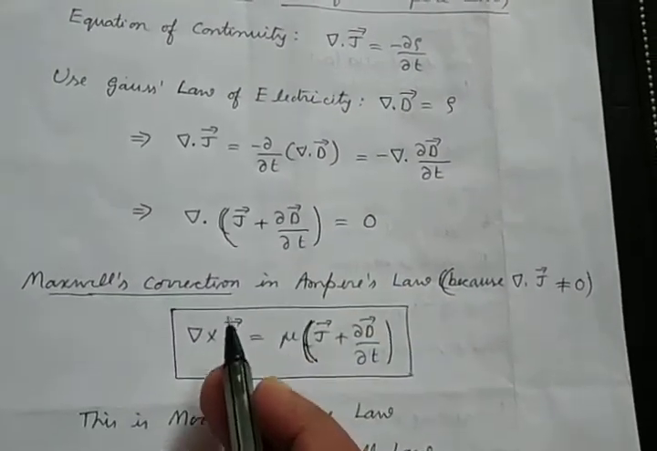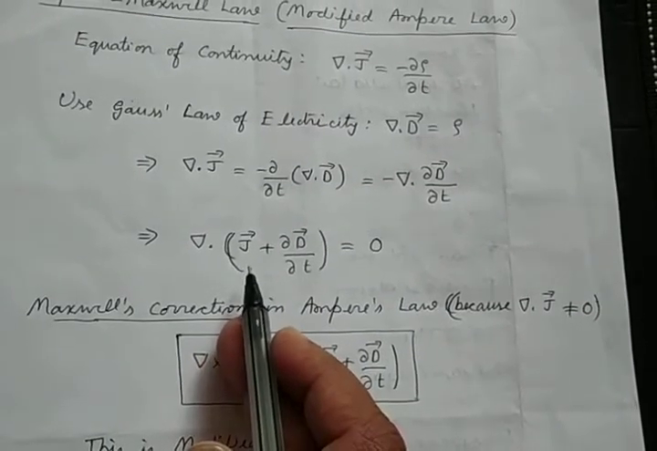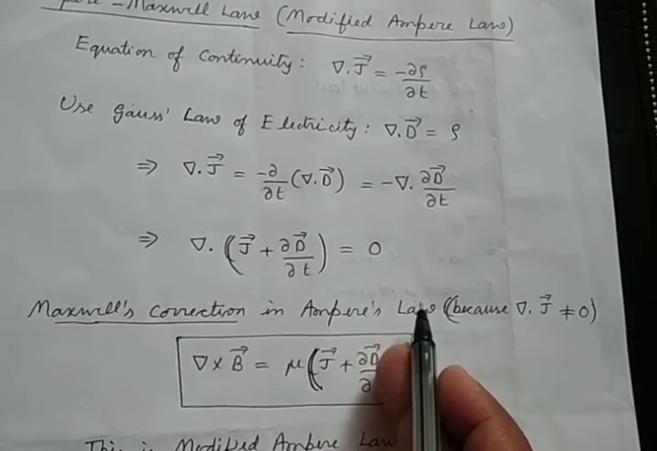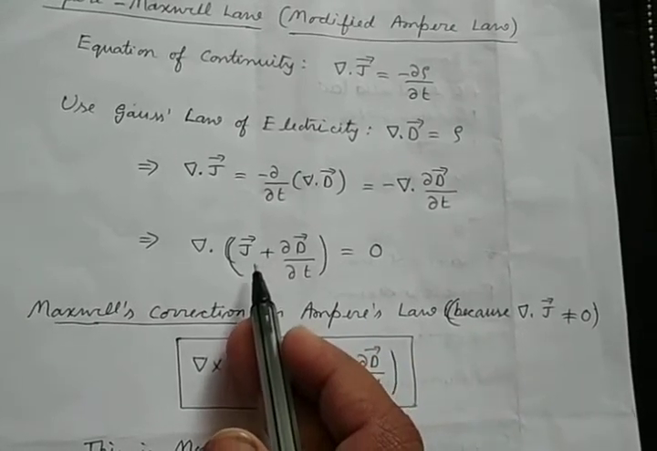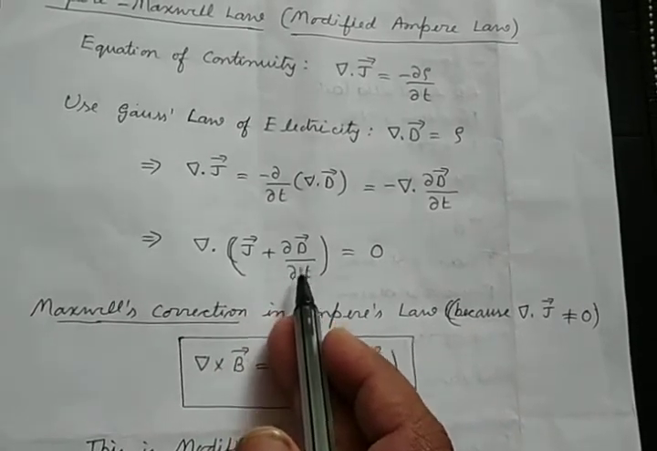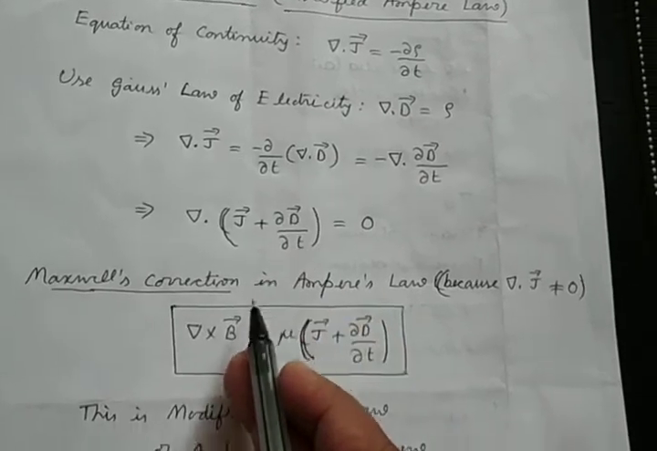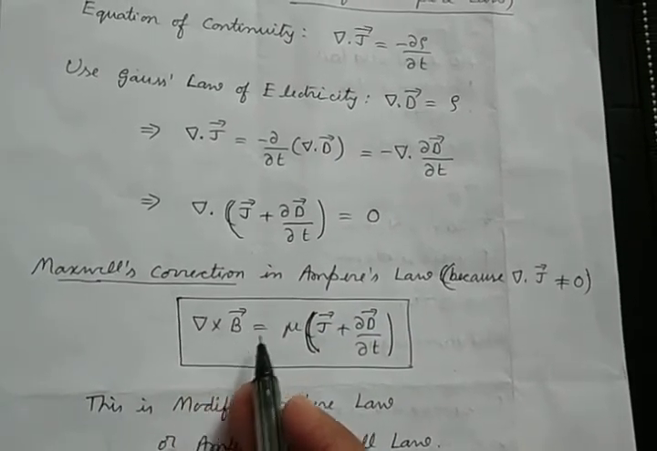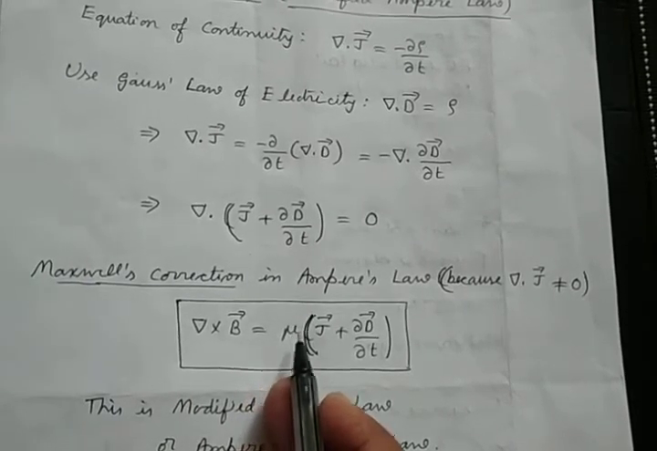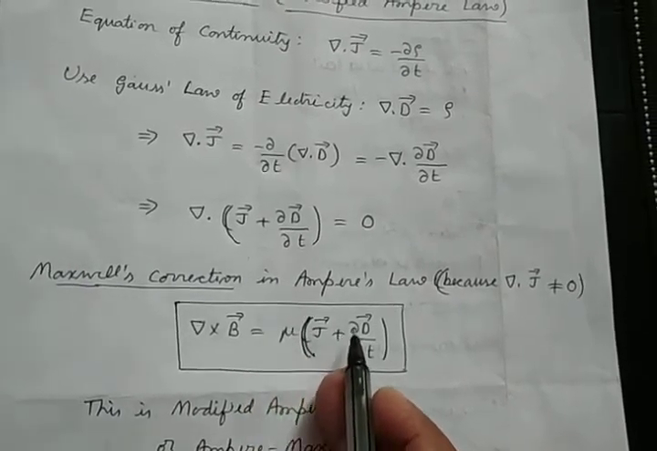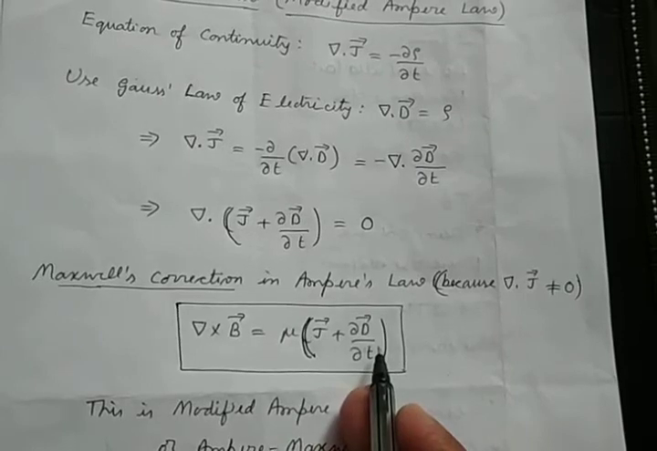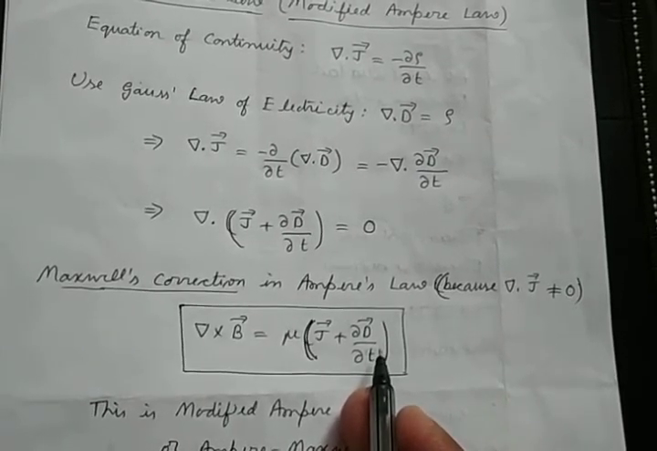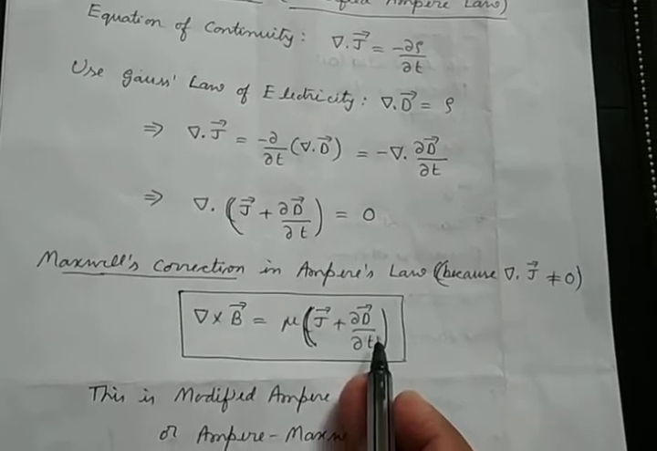So Maxwell suggested this correction to be made in Ampere's law, that is, in place of J bar we have to substitute J bar plus dou D bar by dou t. Therefore Ampere's law now becomes curl of B bar is equal to mu times J bar plus dou D bar by dou t. So this is called the modified Ampere law, or also called the Ampere Maxwell law.